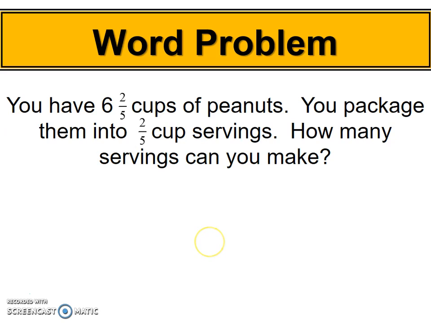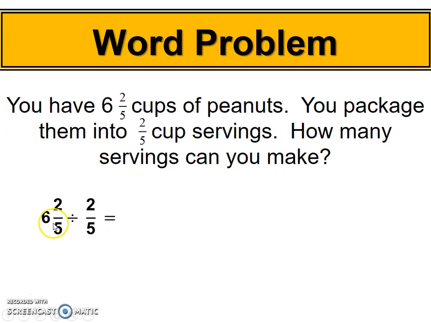All right, so let's try a word problem here. You've got 6 2/5 cups of peanuts, and you package them into 2/5 cup servings. How many servings can you make? Okay, so we're taking a total amount of food, and we're dividing it up into servings that are each 2/5 of a cup in size. And so hopefully you heard me say that word. We're dividing up the total into these servings. So we're taking 6 2/5, we're dividing by 2/5.